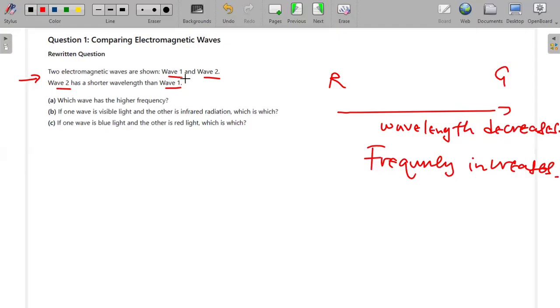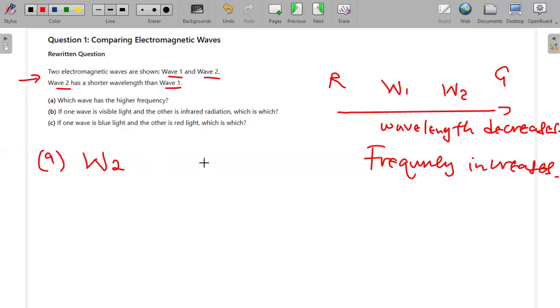Here we've been told that wave two has a shorter wavelength than wave one. Since the wavelength is decreasing in this direction, I'm going to have wave two somewhere there and wave one somewhere there. Then for A, the question is which wave has higher frequency? That is the one with the shorter wavelength, so I'm going to say wave two. I'll write W2 there.